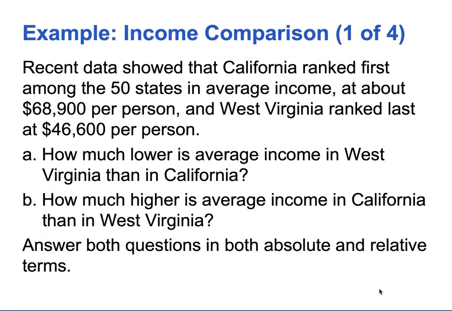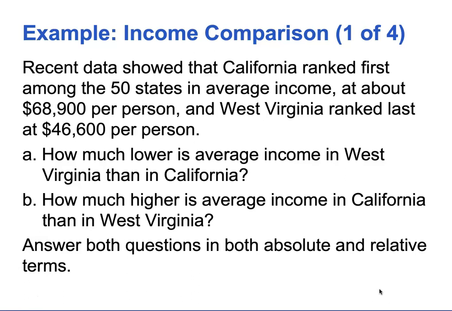So let's do an example. Income comparison. Recent data showed that California ranked first among the 50 states in average income at about $68,900 per person. And West Virginia ranked last at $46,600 per person. You've got 2 questions to answer.